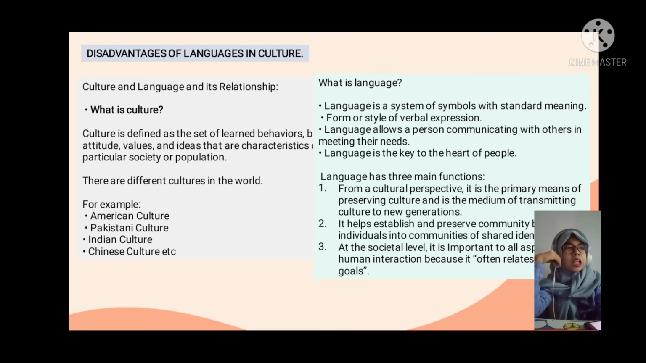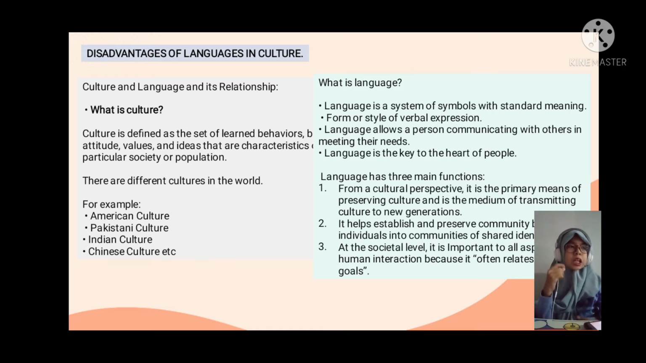And also, language is the key to the heart of the people. Okay, language has three main functions. The first, from a cultural perspective, is that it is the primary means of expressing culture, and it's the medium for transmitting culture to the new generation.